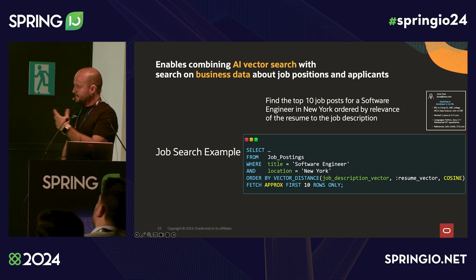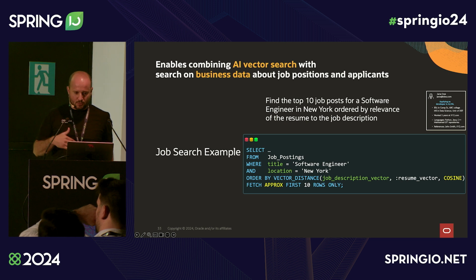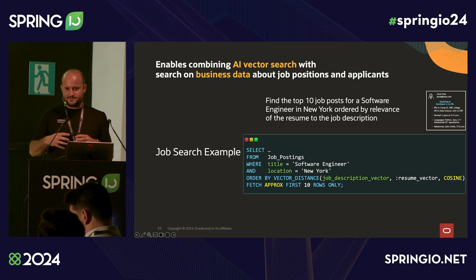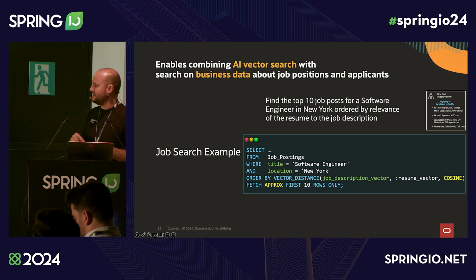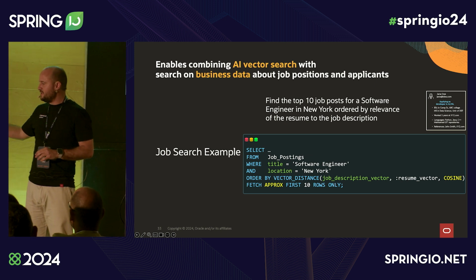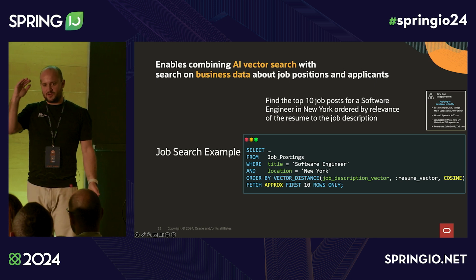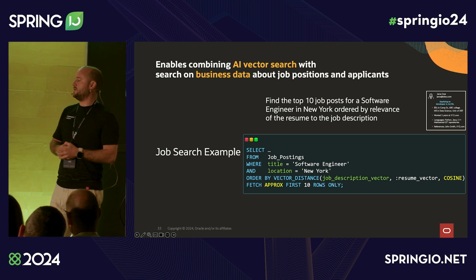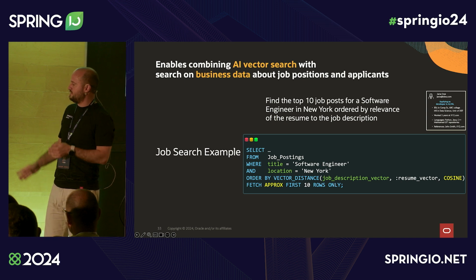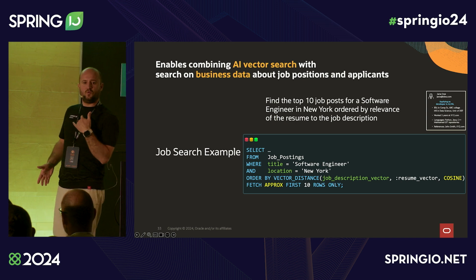A little bit of a real scenario example: if you have to find the top 10 jobs for those positions, you can mix and match. The first part is clear. Where the title is software engineer, we want only those positions, so you are reducing the scanning of the table. Location will be New York, once again reduced, and then we do the vector search. Order by vector distance, you are going to compare the job description vector and also the resume. So your curriculum, for example, will be there.